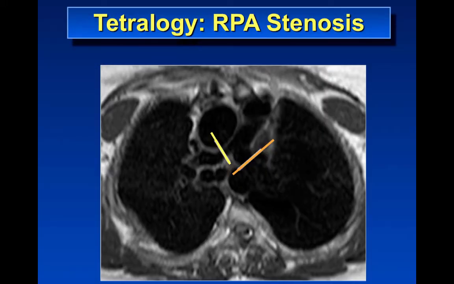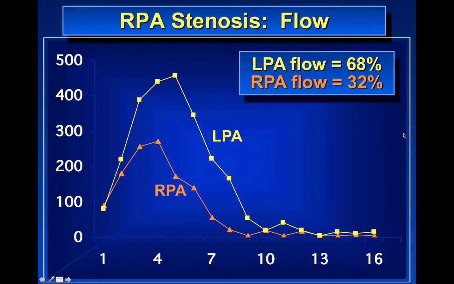As I mentioned, pulmonary artery stenosis occurs in Tetralogy of Fallot. It can occur preoperatively as well, and we can see the right pulmonary artery is stenotic here, and we measure blood flow in the right and left pulmonary arteries, and these are the flow curves. The right pulmonary artery blood flow is substantially diminished compared to the left because of that stenosis, and this can be treated using angioplasty and stent.